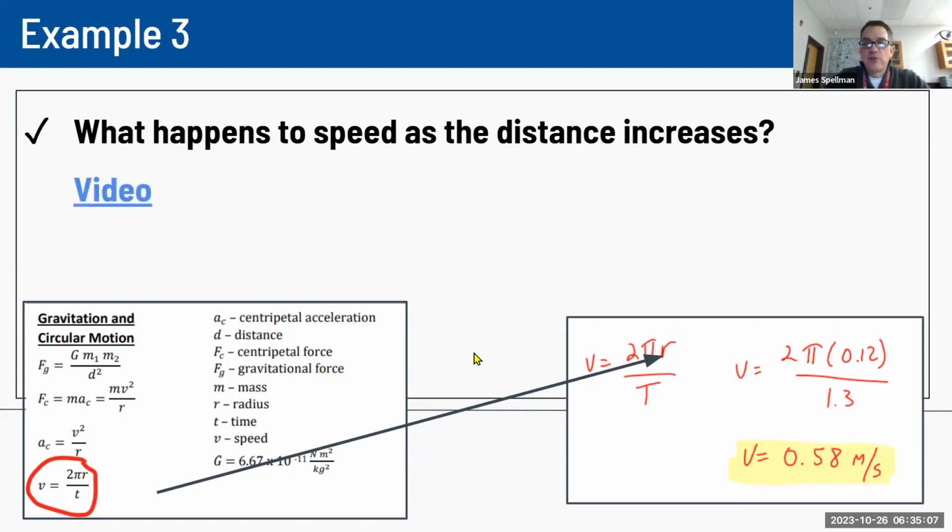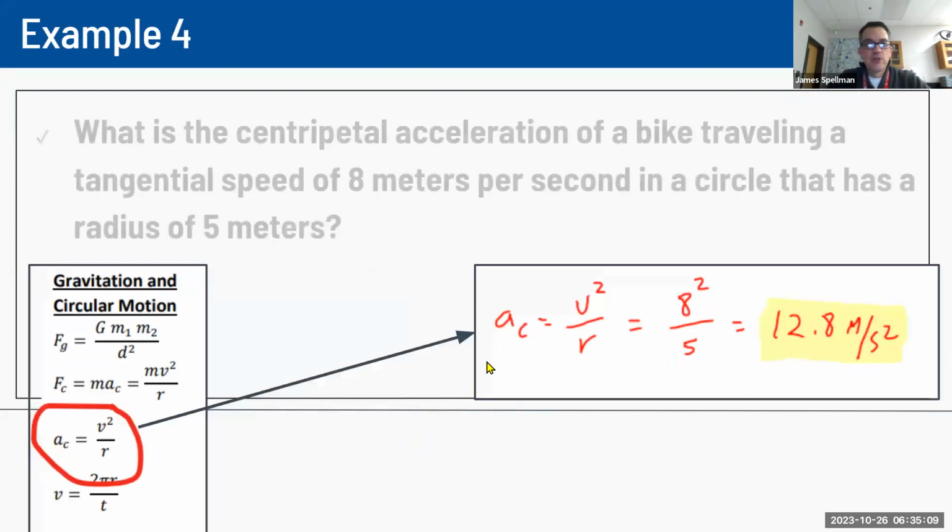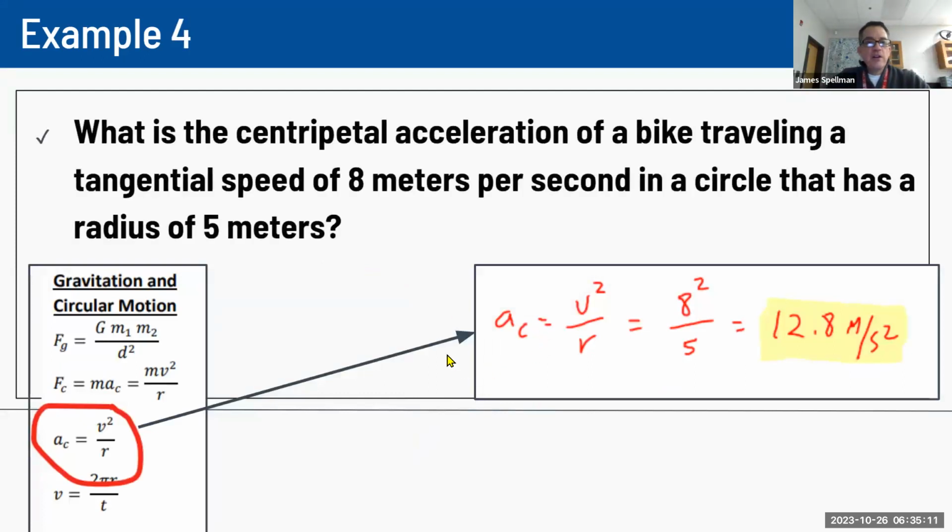Okay, I had a video link on here that, just for the sake of time, I'm not going to show right now. I think our last question here is, what is the centripetal acceleration? We have a formula for that, and to find it, we need a velocity and a radius. So it says if we had a tangential speed, which you don't have to worry about too much, we have a speed which is 8, and we have a radius of 5. So we plug that into our formula. V squared over R, our V was 8, the R was 5. Put that in the calculator, and we get an answer.